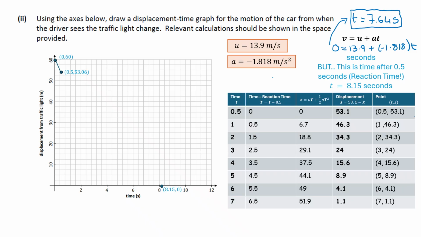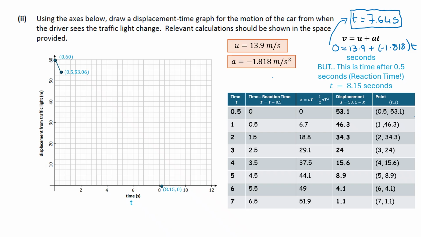So in order to draw it accurately, I'm going to draw out a little table here. The first thing I have is my time t. That time is the actual time that's on the axis. Then I calculate a capital T, which is what I need for my formula. So I take out that reaction time because that's the point we start decelerating. So that's what I need to put into my formula. I then calculate an x, a displacement or distance traveled, as ut plus a half at squared. And again, that's capital T. And that x is going to be how far we've traveled.